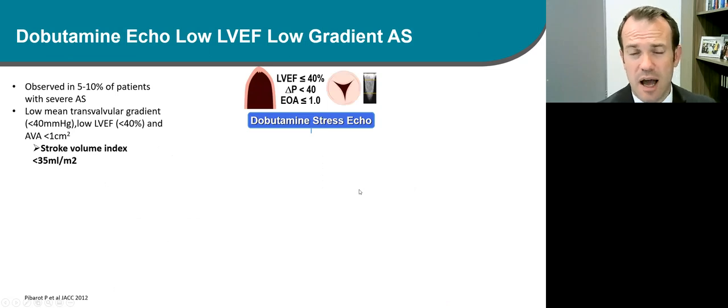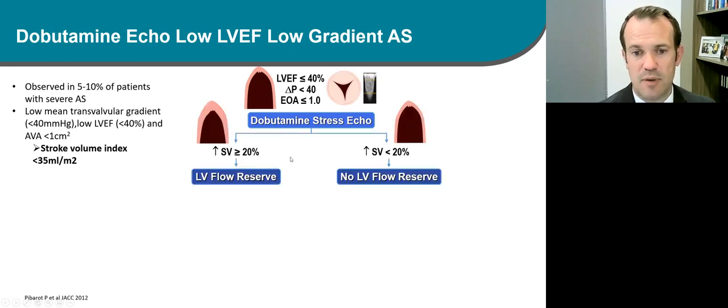We're going to be talking a lot in future talks about how to evaluate low flow, low gradient aortic stenosis, so I'm not going to belabor the point here. We do see this in about 5 to 10% of patients with severe aortic stenosis, who have a low gradient, but a low aortic valve area and a low stroke volume.